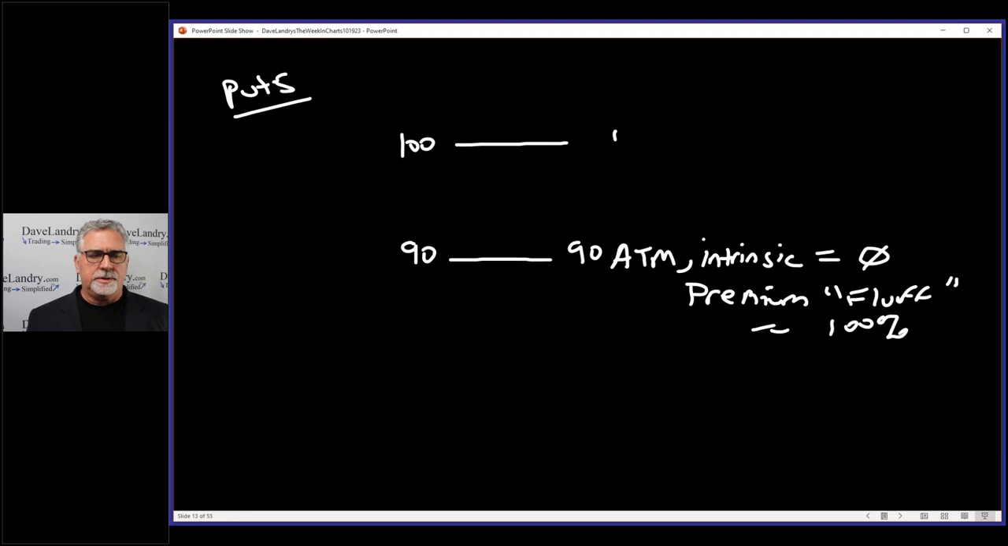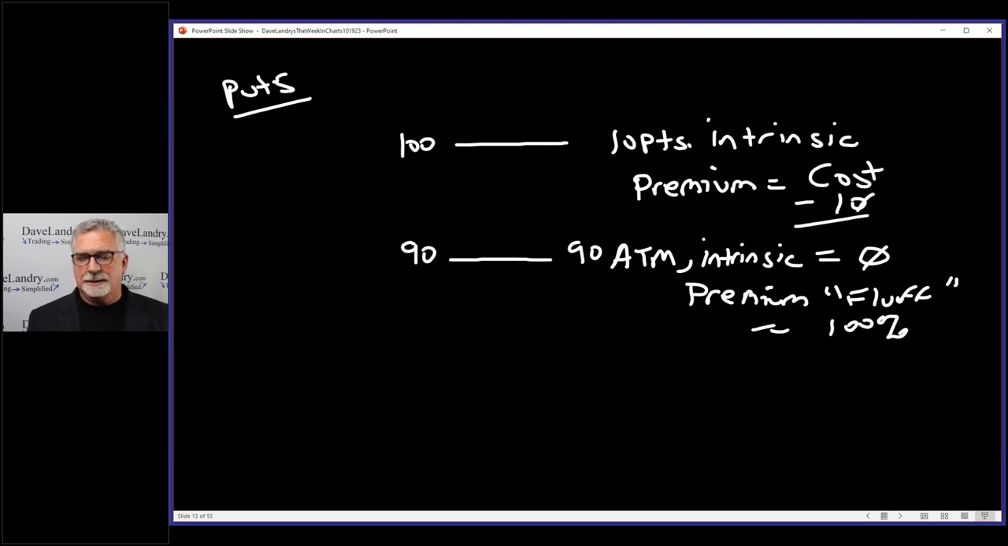Now at 100, obviously you'd be 10 points in the money, or 10 points intrinsic, I'm sorry. See, told you, can of worms. So your premium would be the cost of that option. Let's say it's 11 minus 10. So that's how much premium, or extrinsic value, you're paying for that option.